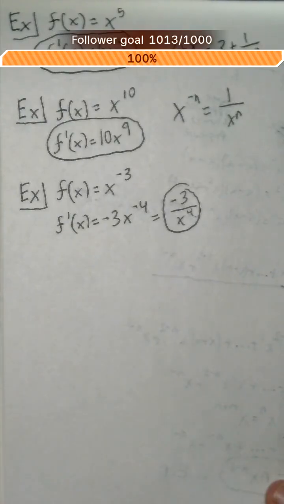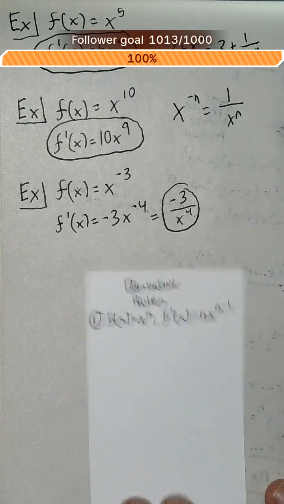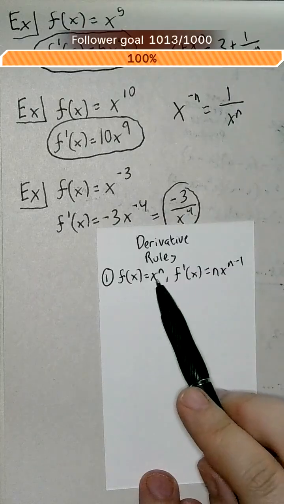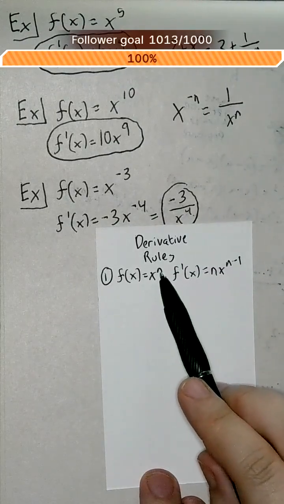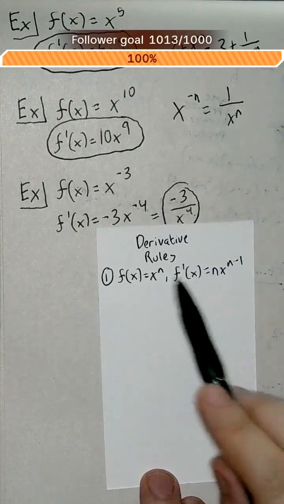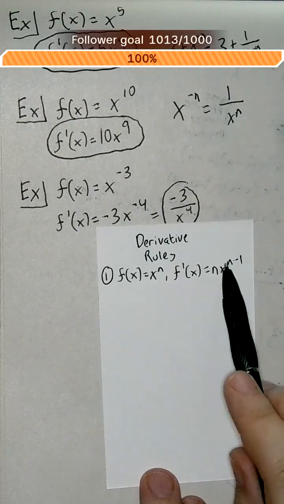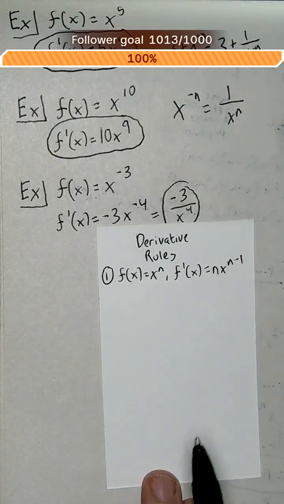So right now, we're working on this thing called the power rule. And what the power rule says, Dan, is that if I have x raised to any power, what I can do is I can take this exponent, move it out front, and then subtract 1 from the exponent.